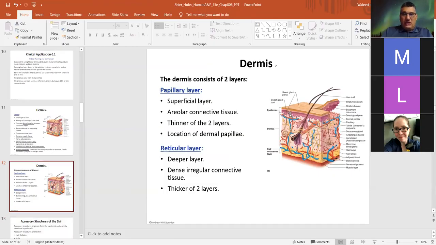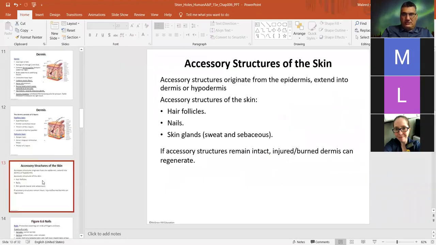The dermis consists of two layers that fit into each other. If you can see my fingers, it fits exactly like this. There is a papillary layer, which is superficial, and a reticular layer, which is deep. The two layers fit together in order for the dermis not to move. The epidermis can move a little bit, but the two layers cannot move relative to each other. Together with the epidermis, this is going to make the fingerprint.